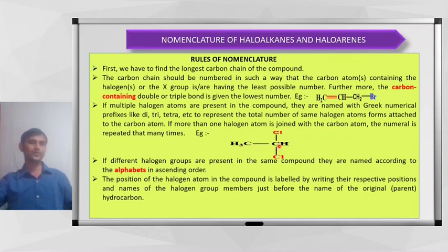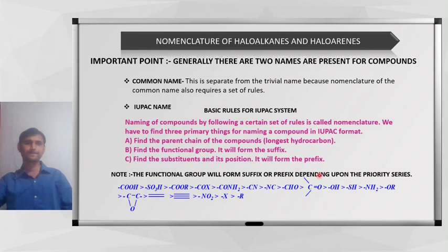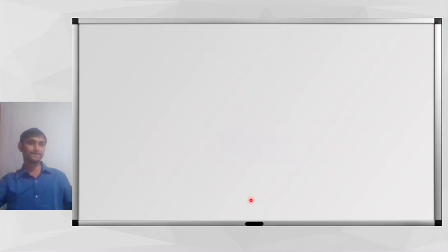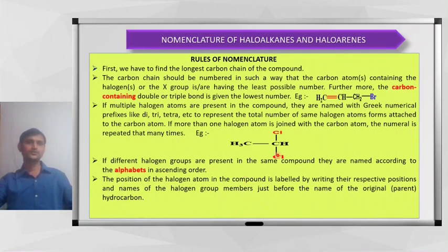Why is this 1,1-dichloroethane? Because the X group, meaning the halogen group, is given first priority, and then there is the R group. See, if you look, this is the R group. R group is the last one, and first there is the X group and then the R group. So that's why we first give the priority to the halogen group, and this is carbon number 1 and this is carbon number 2. So this is 1,1-dichloroethane.